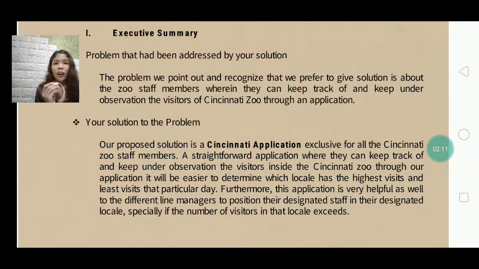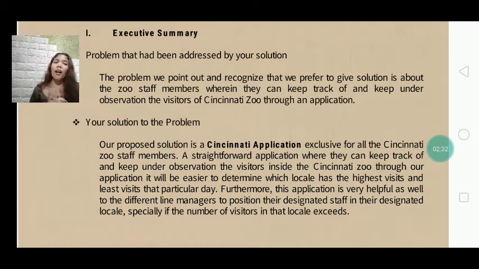Furthermore, this application is very helpful as well to the different line managers to position their designated staff in their designated locale, especially if the number of visitors in that locale exceeds the limit. So Cincinnati application, because why not?